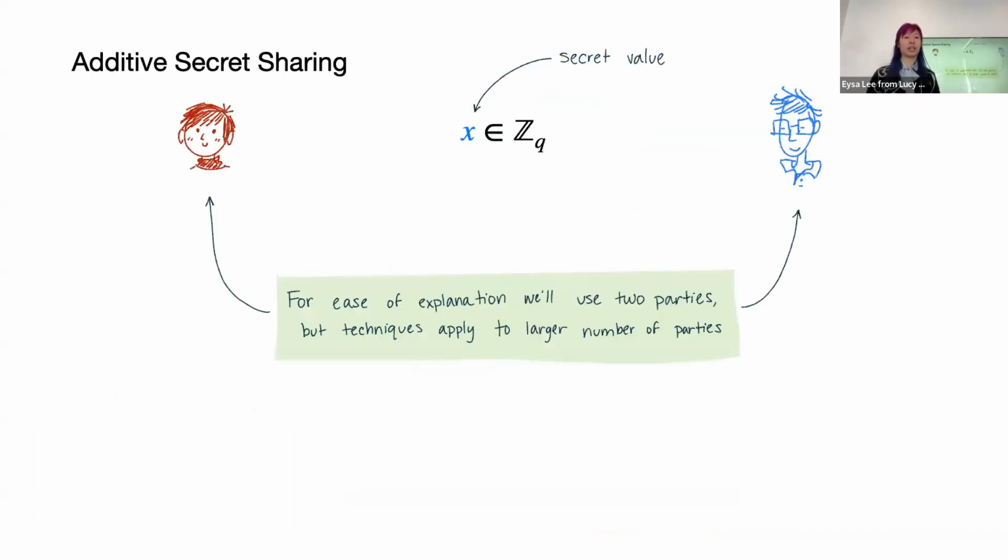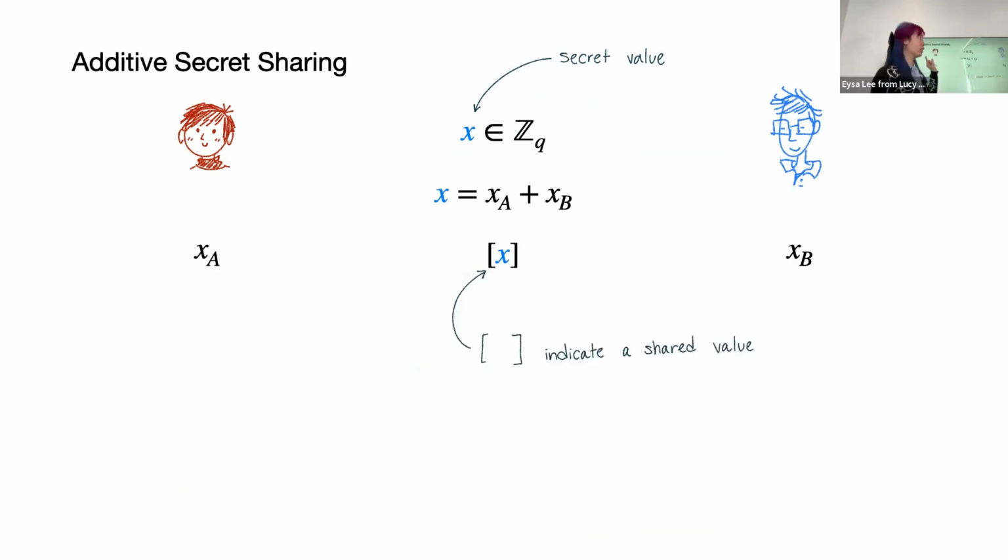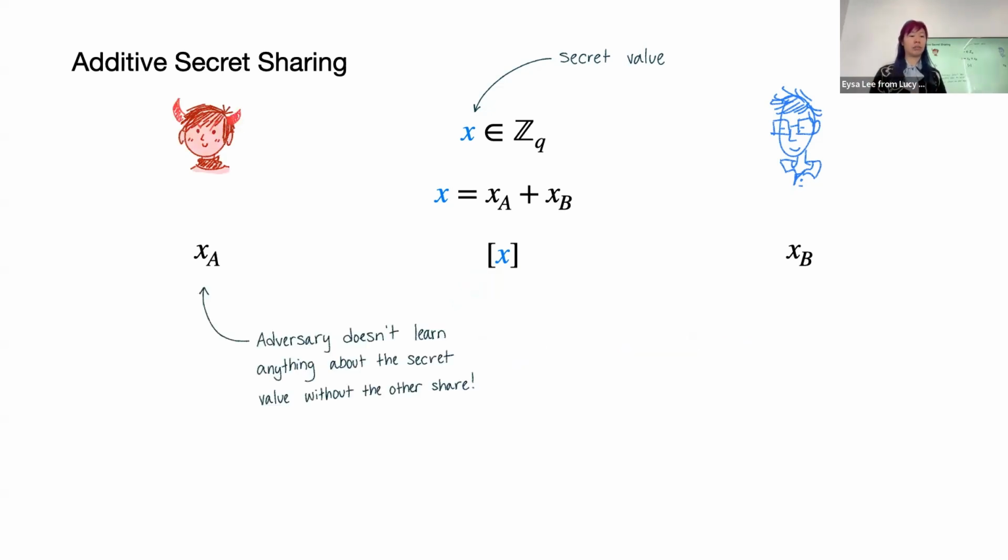We can use something that's known as additive secret sharing, which is essentially, we have a secret value, and for ease of explanation, I'm going to have just Alice and Bob. These techniques actually generalize pretty easily to more parties, but it's harder to fit more people on the screen. If we want to share a secret value, we can choose two values, XA and XB, that sum to this value X, and then give each party one value. This bracket notation indicates that this value is shared in this way. Now, why is this secure? You can consider an adversary who only has XA. She knows nothing about the secret value, because if her value is like 5, Bob's value could be literally anything. That's the general intuition behind additive secret sharing.